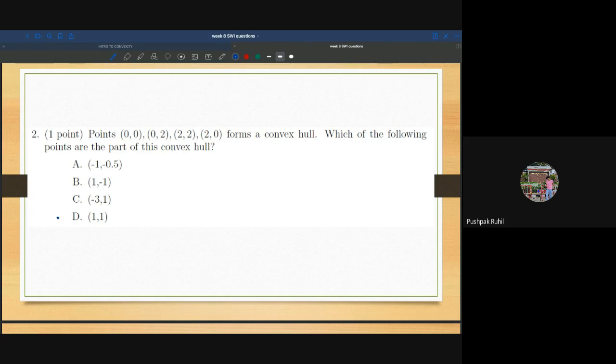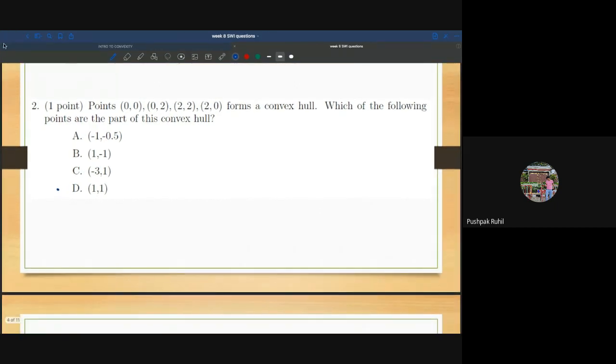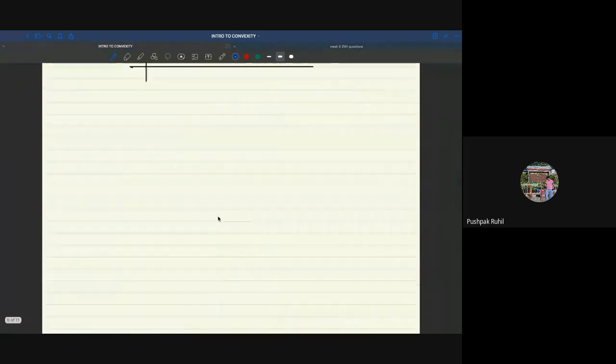All right. So I am getting option D as an answer. Is there someone who doesn't know what convex hull means? Please raise your hand or let me know. Okay. So let me first explain what convex hull means. Okay, I'll simply open the notes that I took in the TA session.